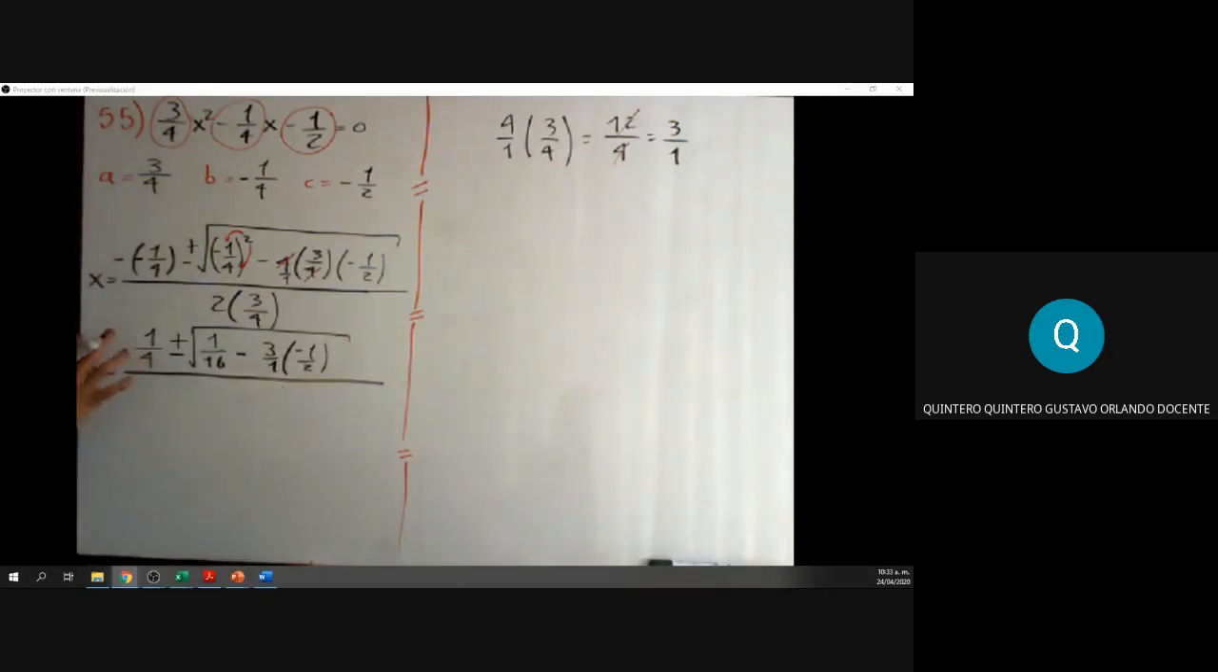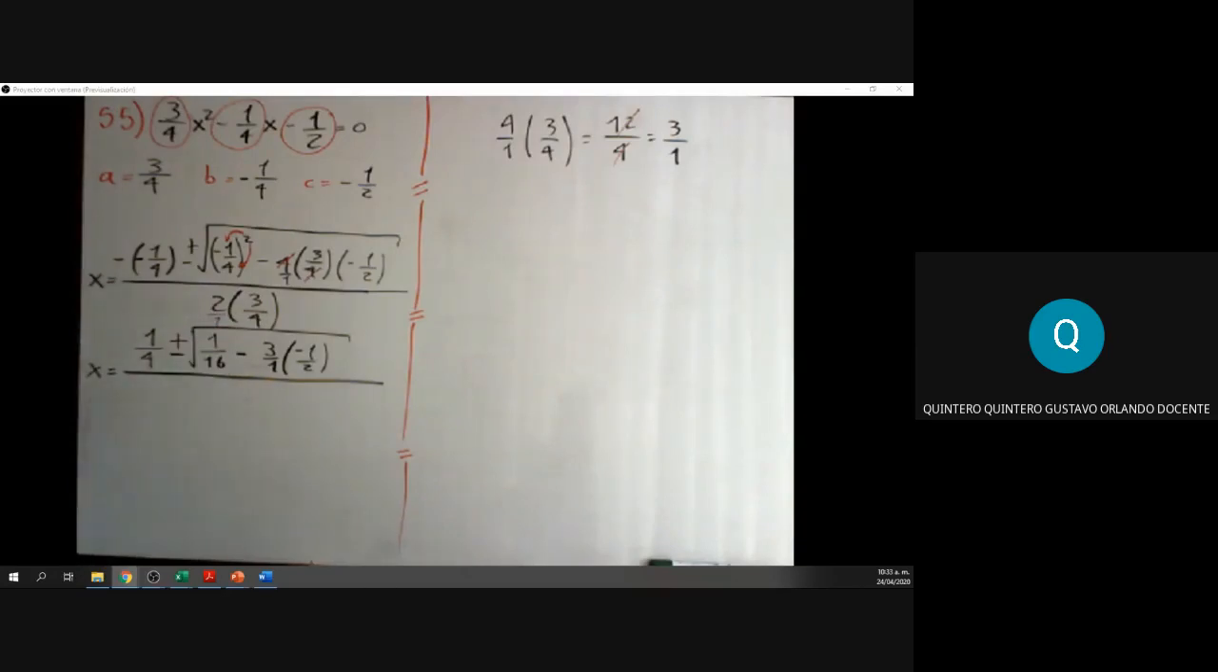From that, let's stop our numerator there and let's continue with the denominator. Here, we have 2 times 3 over 4. Exactly the same process. Just put an over 1, and now we can do our multiplication. 2 times 3 is 6. 1 times 4 is 4.